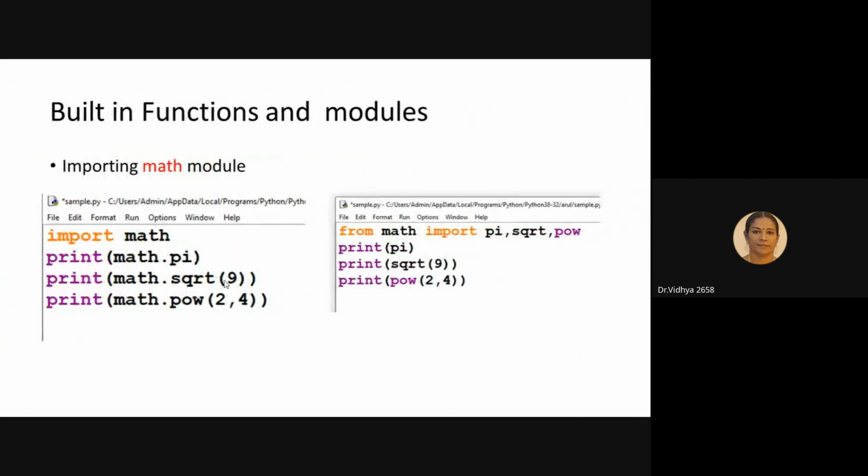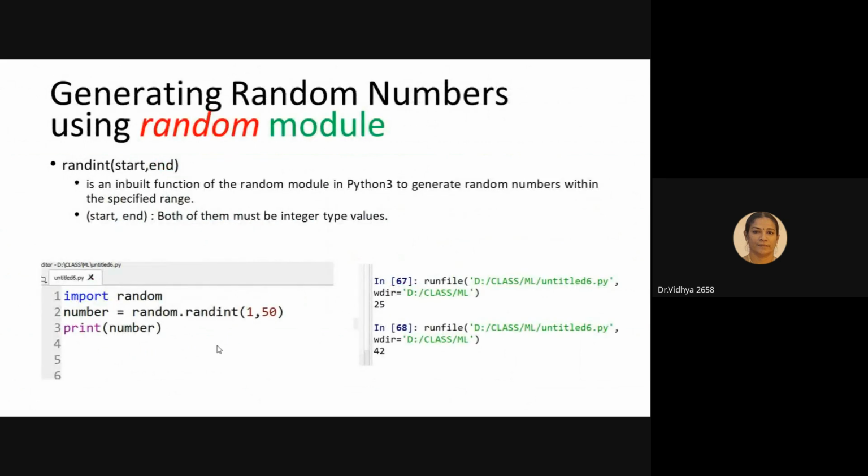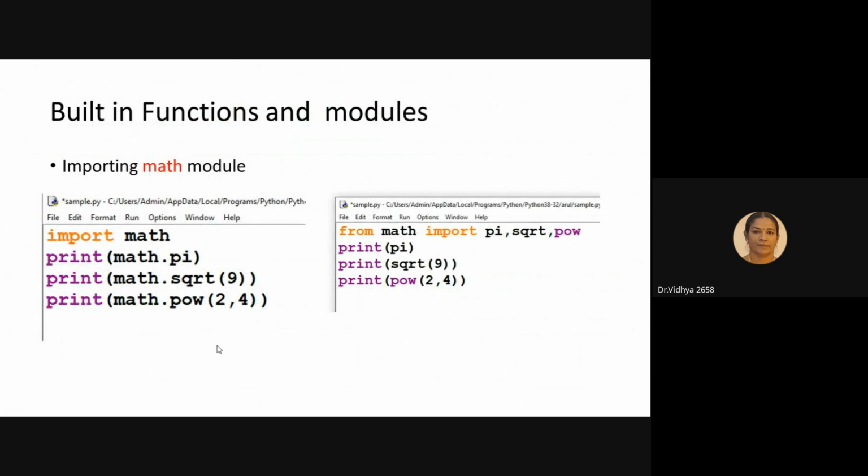Similarly, built-in functions and modules in Python: in order to work out various mathematical computations, we have to import the math module. How will you import the math module? Import math, which will import the math module. From this math module, we can invoke functions like pi, square root, and power. All of these can be invoked from the math module.